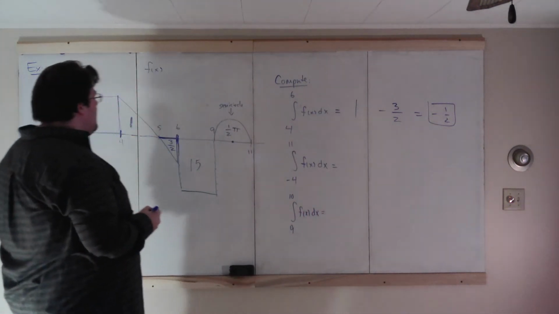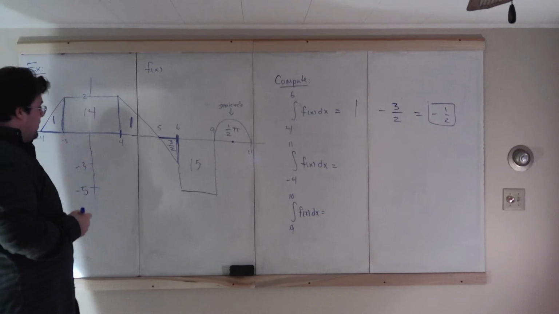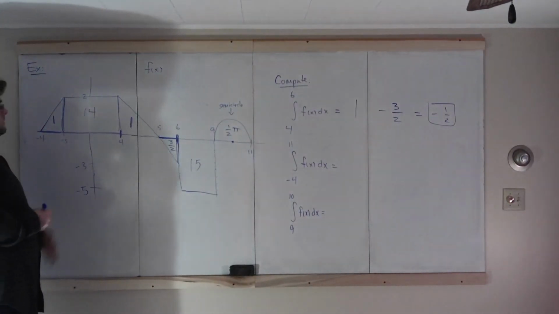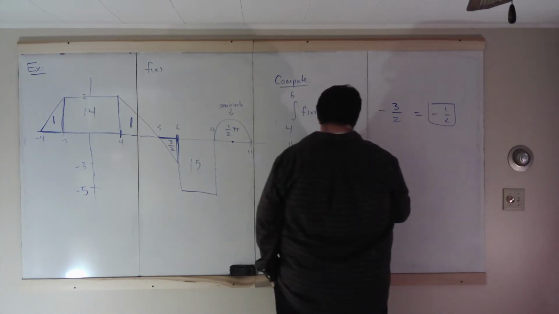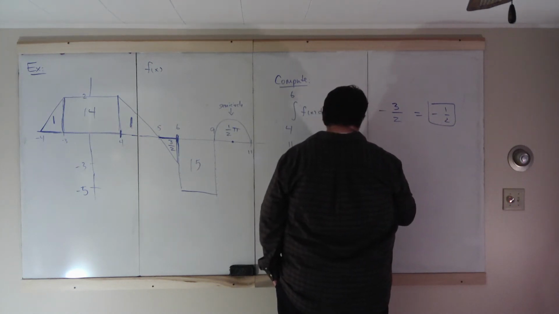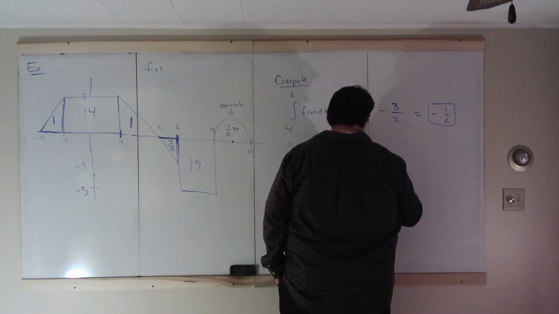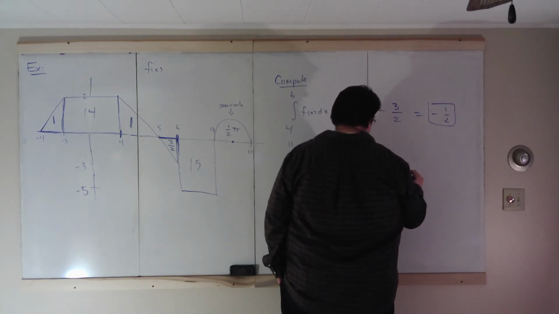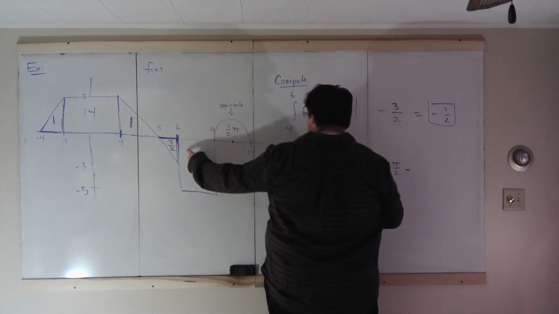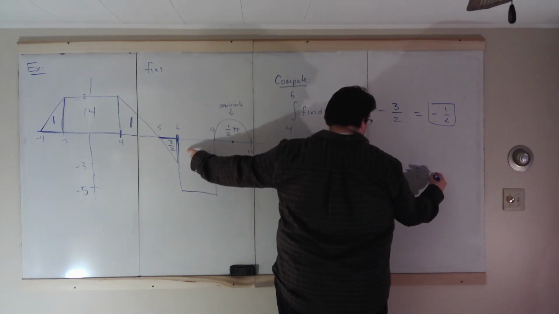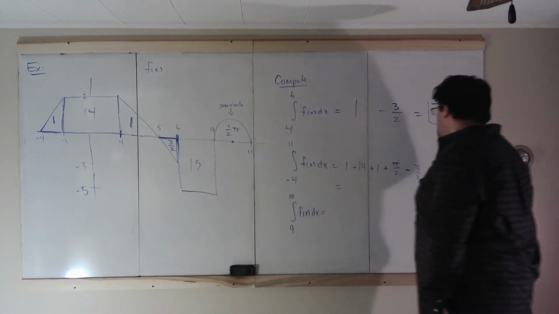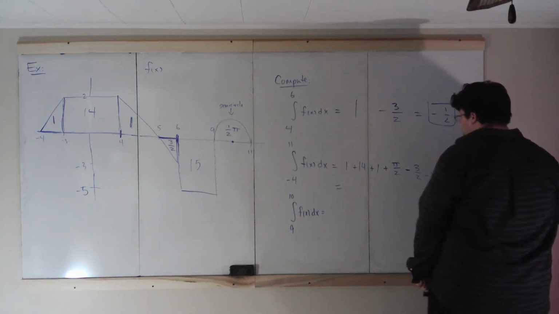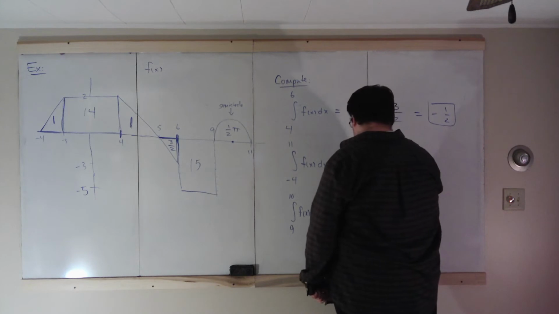How about on negative 4 to 11? Well, that's all of these shapes. So what do we get? What's above the x-axis is 1, and 14, and 1, and pi over 2. What's below the x-axis and gets subtracted is 3 halves, and 15. And what does all this equal? Well, we have pi over 2 minus a half.